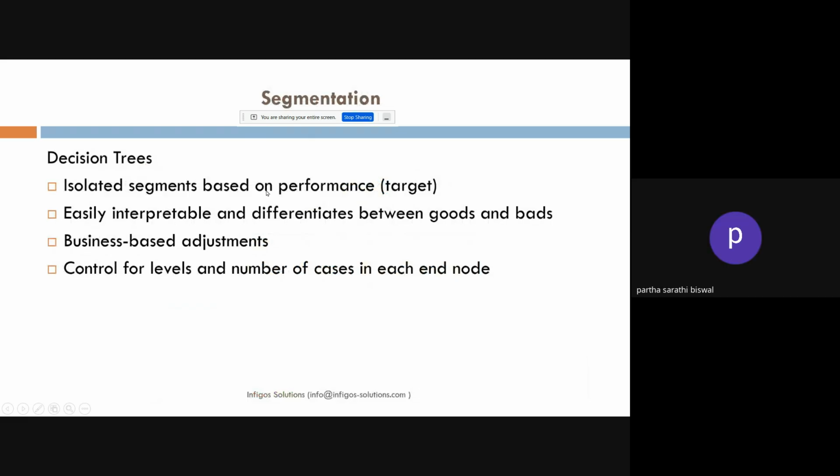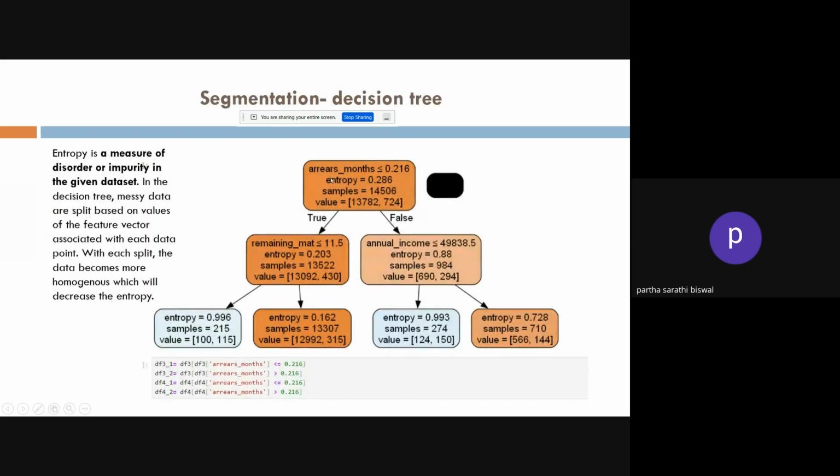So when you create a decision tree, you will play around with a few variables, or how will you decide which ones to take into consideration for decision tree building? You will play around with variables, and ideally the decision tree should give you the variables.